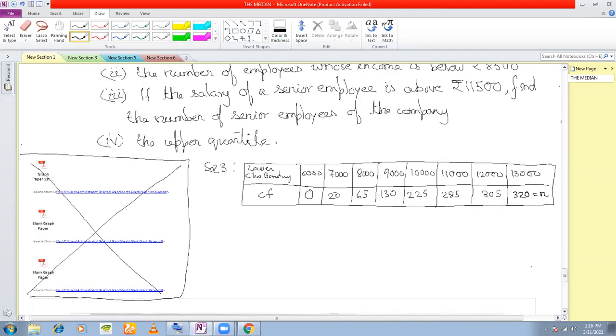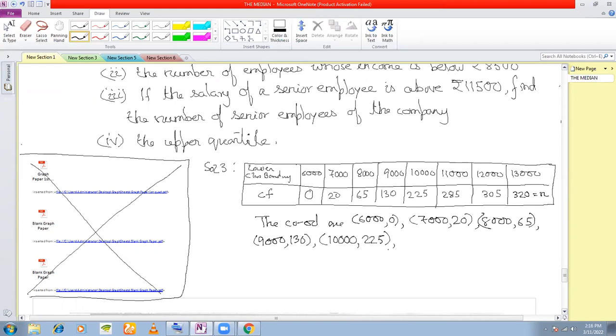So what are the points here that we need to plot? 6,000, 0; 7,000, 20; 8,000, 65; 9,000, 130; 10,000, 225; 11,000, 285; 12,000, 305; 13,000, 320. This is what we need to plot, right?